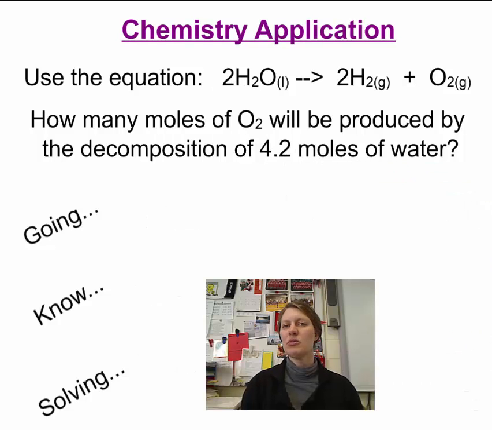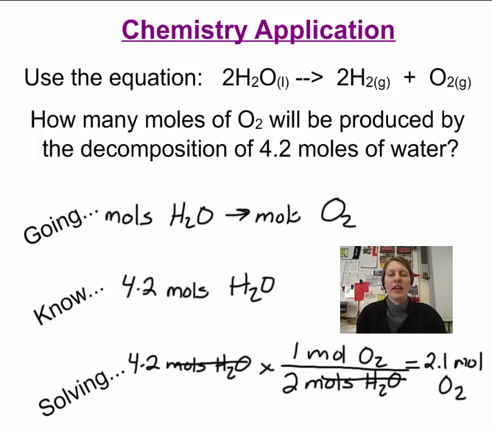Here's a very similar problem, just using some different numbers. So why don't you go ahead and pause the video and give it a try yourself, and then check back. Once you've done your work, see if it matches up to what I have here, with your units crossing out and our final answer being 2.1 moles of oxygen.